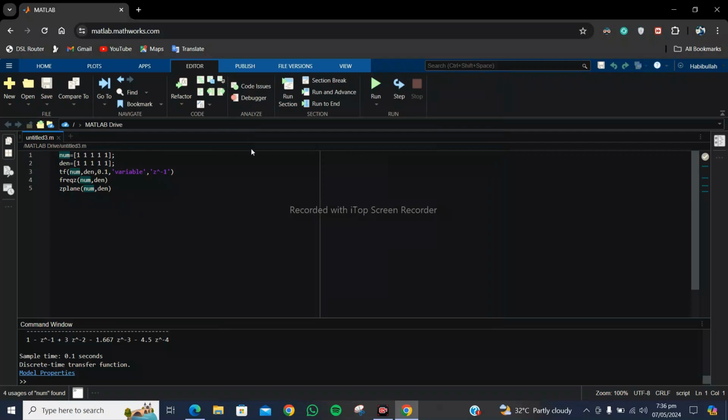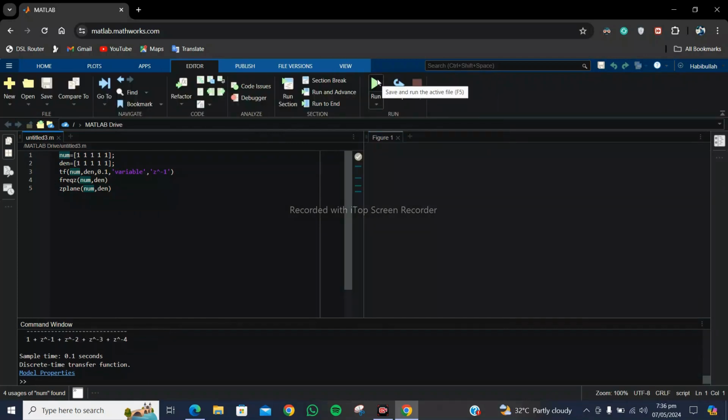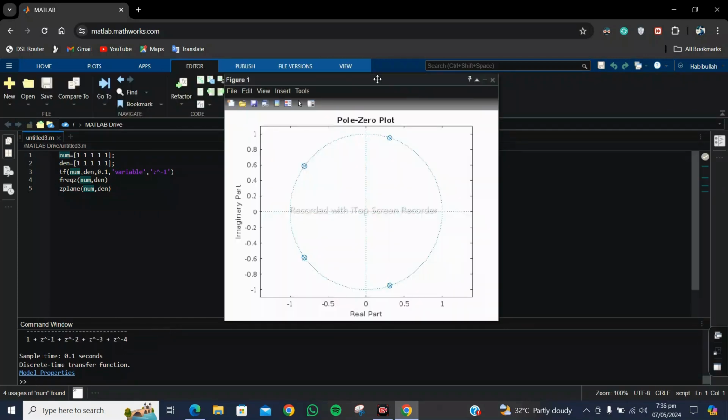The last task of this lab, going to run this task. So in the graph, as we see, there is overlapping of poles and zeros on the unit circle boundary. So this system is also undefined.